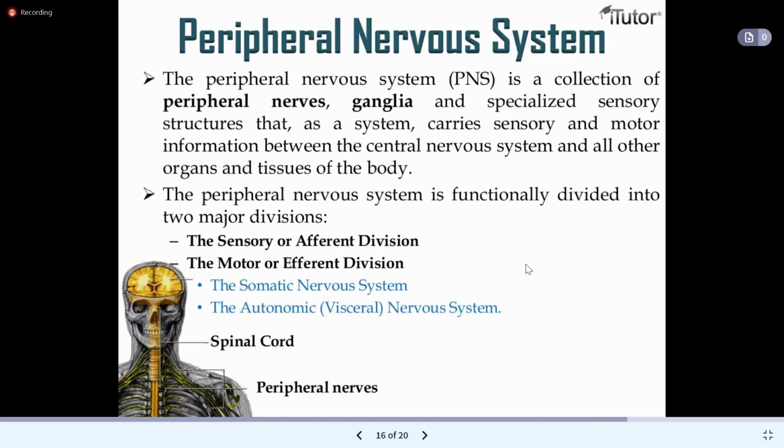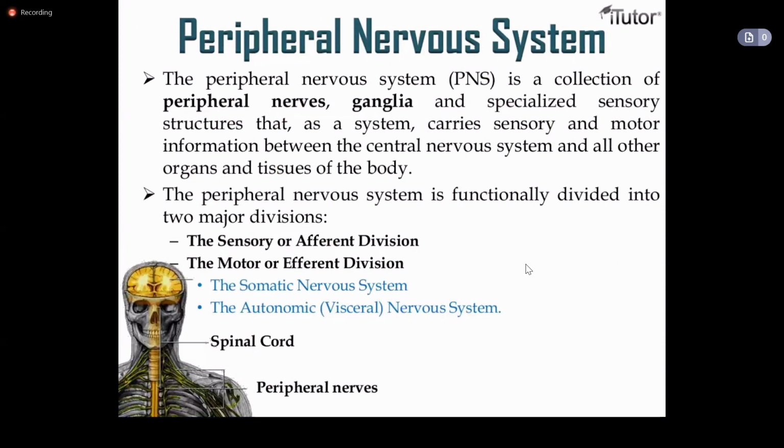You see the peripheral nervous system, PNS, made up of ganglia and specialized sensory structures. It carries the sensory and the motor information between the central nervous system and all other organs and tissues of the body.